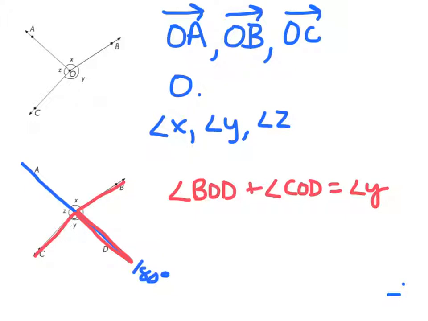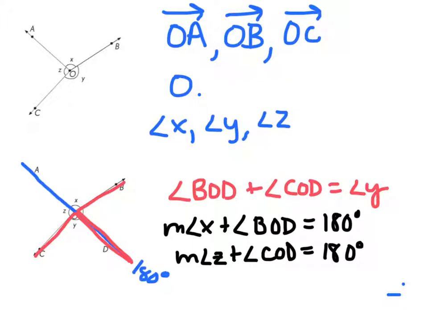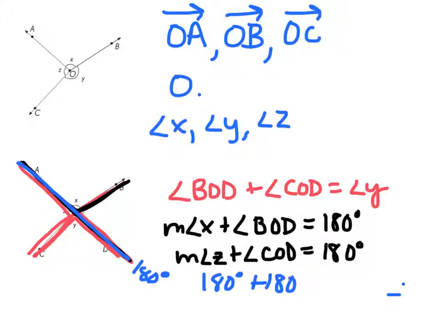The next thing we can reason out is that the measure of angle X and the measure of angle BOD equal 180 degrees because they meet at this straight line AD. Also, the measure of angle Z, right here, and the measure of angle COD must also equal 180 degrees because they meet at the straight line AD. Therefore, the sum of all of the angles must be 180 degrees plus 180 degrees, which equals 360 degrees.